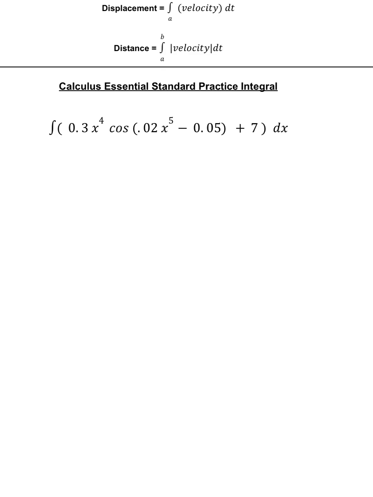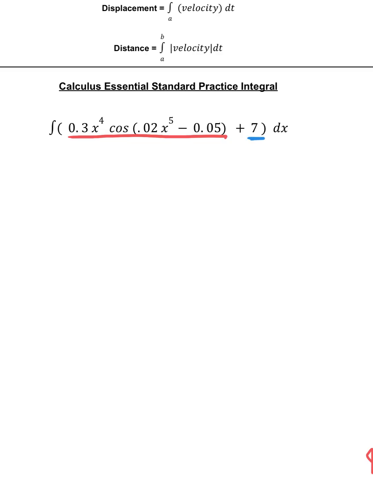Okay, calculus, here is a fun indefinite integral for you. Remember, the elongated s means antiderivative. So we have two terms here. We have this big long mess, 0.3 times the x to the fourth times the cosine of 0.02 x to the fifth minus 0.05. And then we have the second term right here.